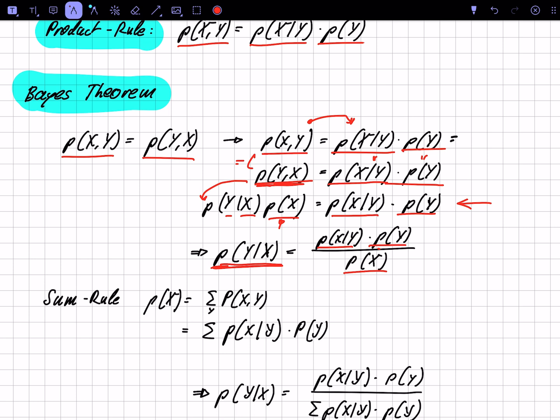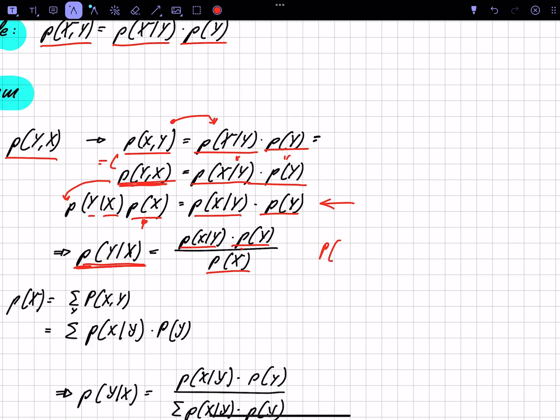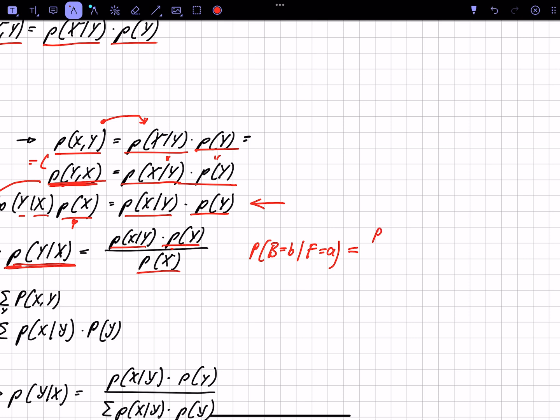So let's say we want to find the probability that our box is blue when we took a fruit that was an apple. For this, we need the probability that the fruit is an apple given we choose the blue box, times the probability that we choose the blue box, and divided by the probability that the fruit is an apple.